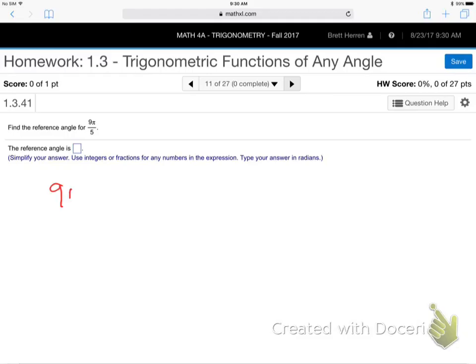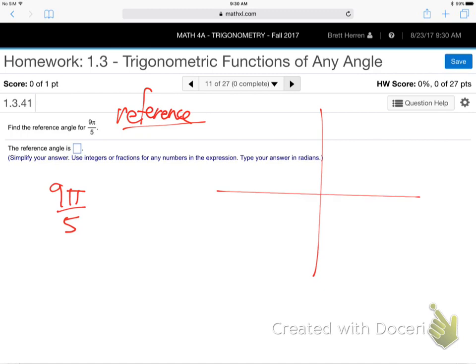So 9 pi over 5, and they want me to find the reference angle. Reference always means from the x-axis. So what are we going to do? If you could convert it to degrees and then back, that might be the easiest thing to do. Rather than just working in radians, which I know is hard for a lot of people, a little bit hard for me too, just plug in 180 there. So 9 times 180 over 5. You know how to convert to degrees, right? Just pop a 180 in for pi, and then hit the buttons on your calculator.